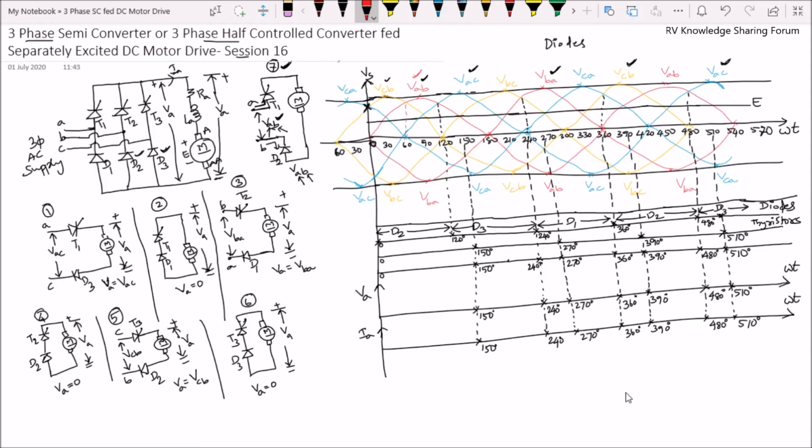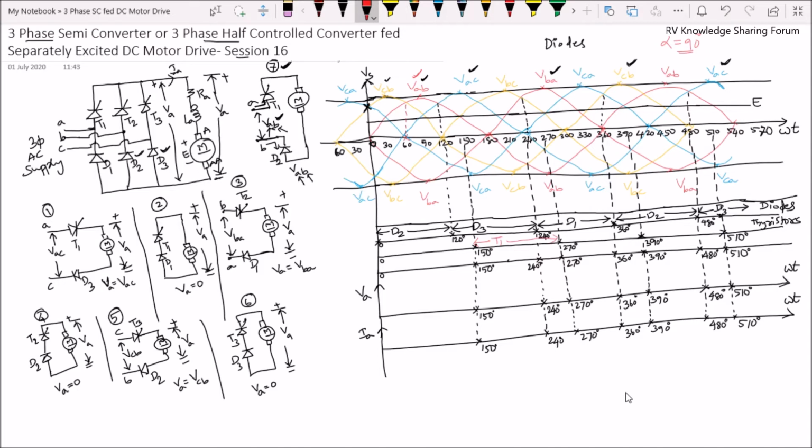Now let us consider the firing angle alpha equal to 90 degrees. At an angle of 60 degrees, the line voltage VAB becomes more positive. So from 60 degrees, we have to leave 90 degrees of firing angle. That means 60 plus 90 will become 150 degrees. So at an angle of 150 degrees, the thyristor T1 will come into conduction.